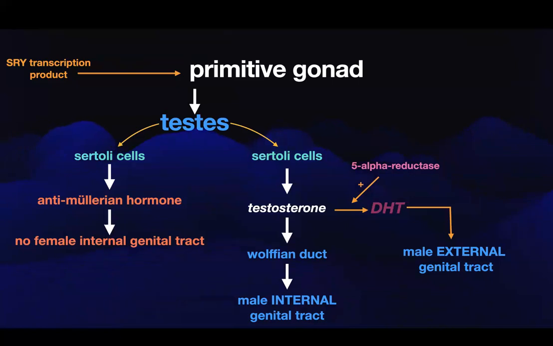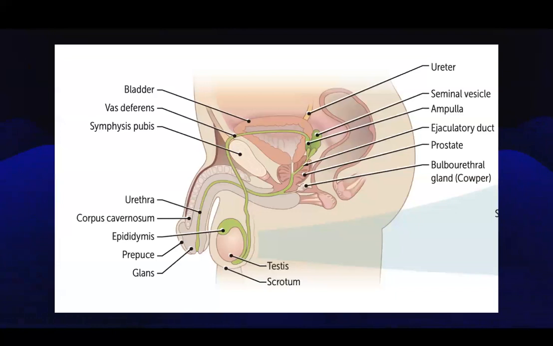And you also have something called Leydig cells. Sorry, the slide has a mistake. You'll have Leydig cells, which will produce testosterone. That testosterone is very important for the formation of the Wolffian duct, which will give us the male internal genital tract. Then you have an enzyme called 5-alpha reductase, which converts testosterone into the more active and potent form, dihydrotestosterone, which will give us the male external genitalia, which will include the penis and the scrotum.